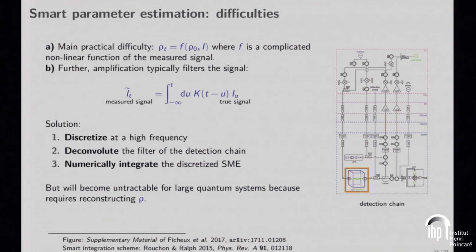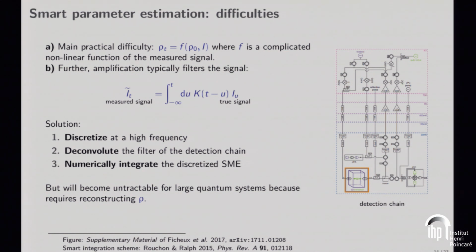And further, the signal that I showed in the abstract formulation of continuous measurement is not the signal you get in practice. So if you look at this, again, this is taken from the setup of Benjamin Huard's group. If you have your quantum system, then there is a whole detection chain with amplifiers that will filter your signal and basically smooth it out so that you will lose some of its features. So you have to also take that into account. Of course, this can be done.